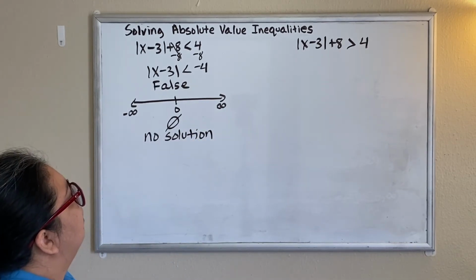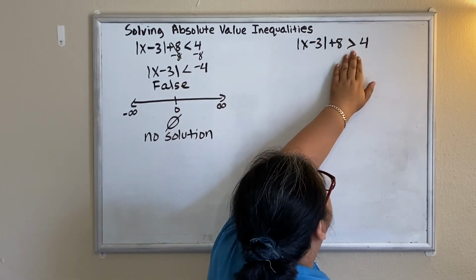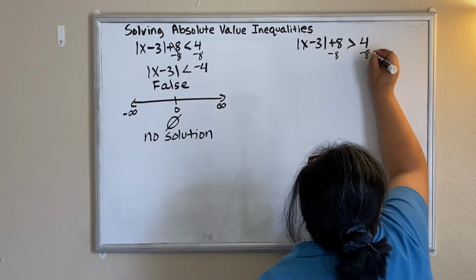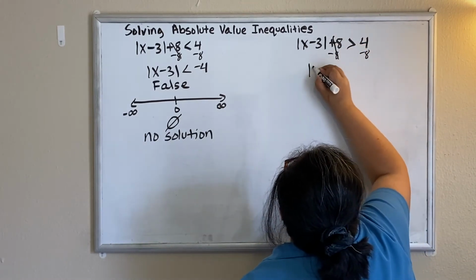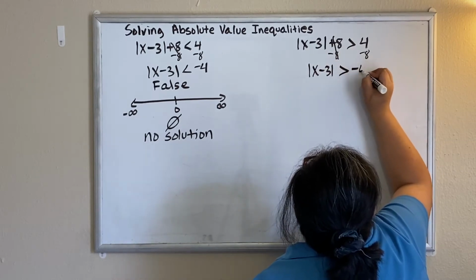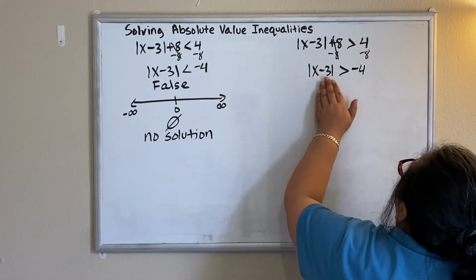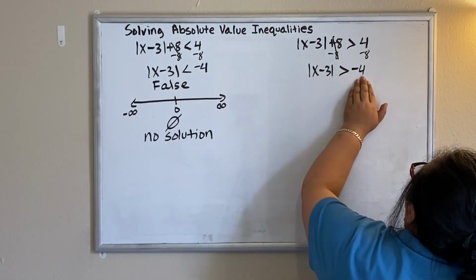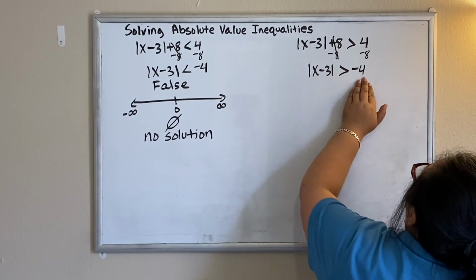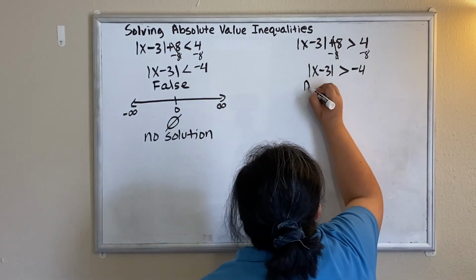Well, let's take a look at what happens when we have a similar situation, but instead of less than, we have greater than. So we're going to subtract 8 from both sides here, eliminating the 8. We have the absolute value of x minus 3 is greater than -4. So this is saying a positive number is greater than -4. Well, positive numbers are, of course, greater than -4. In fact, this is always true.